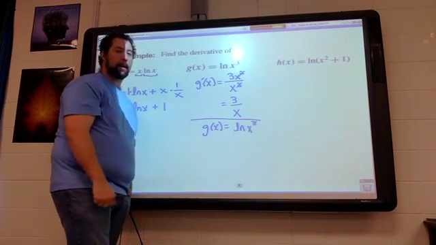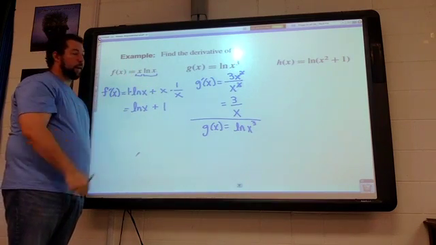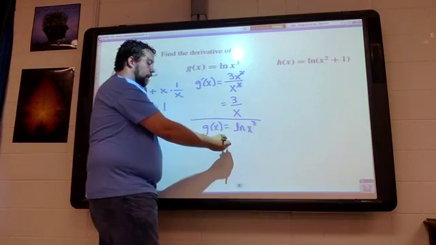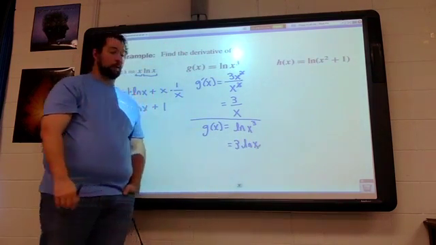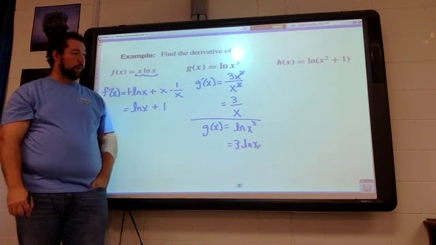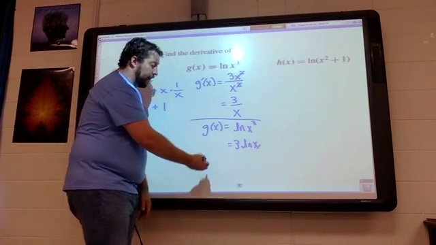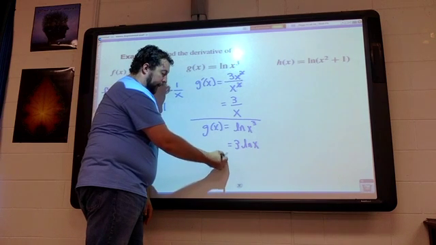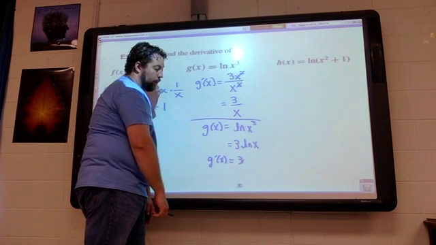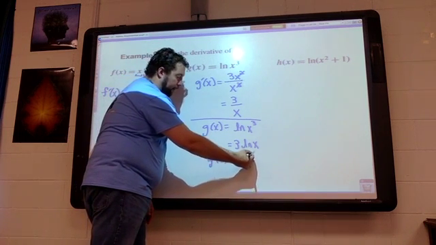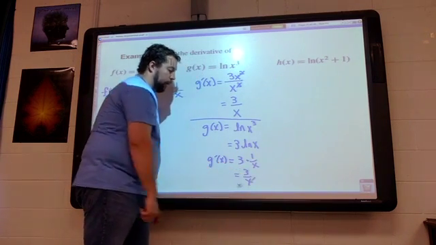There was one of those rules that said, if I've got a power inside the natural log, I can actually bring that power out front as a coefficient. So this function here just turns into 3 times the natural log of x, utilizing that logarithmic rule that the exponent could come out front. And then we take the derivative of that. Now the 3 is just a coefficient. So we have the 3, and then the derivative of the natural log is 1 over x. And so times 1 over x, which when I multiply that together gives me 3 over x.